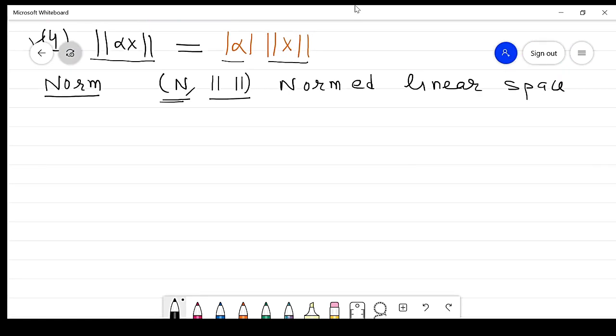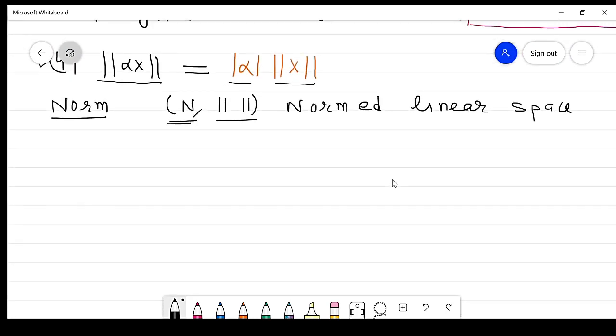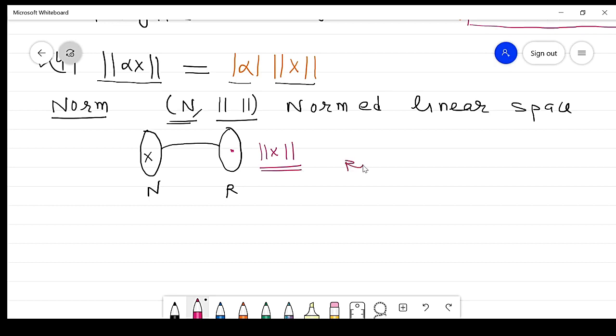Number 2: if this is some normed linear space N and this is a function, the norm, and if x is some vector, then the norm of x belongs to R. It means this is a real number. So remember that the functional value is a real number. Remember these properties to understand this. So this is a real number. Clear? And x is a vector belonging to N, and this is a real number.